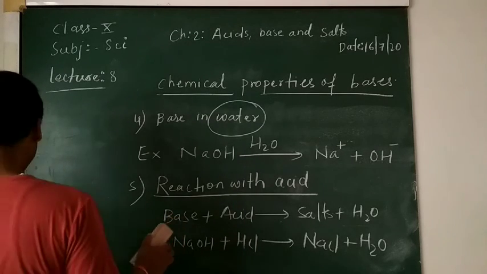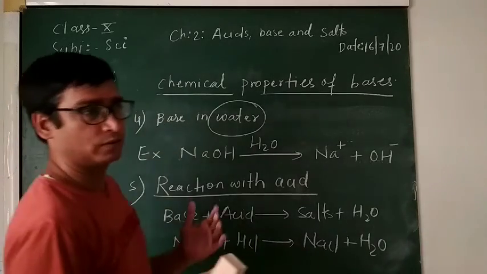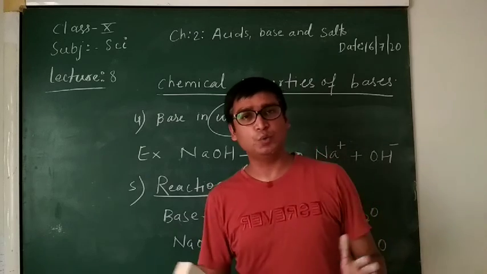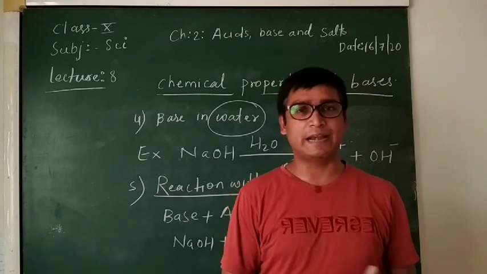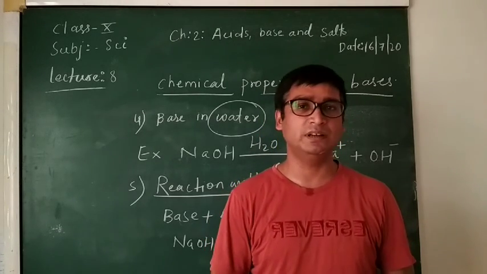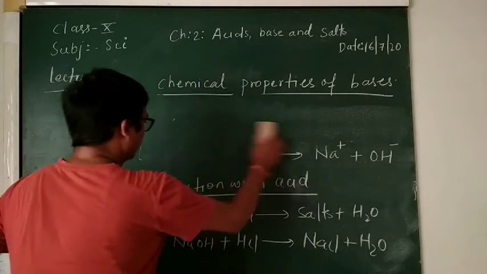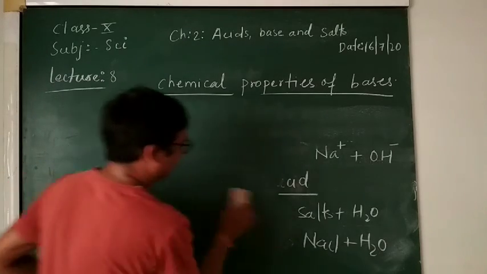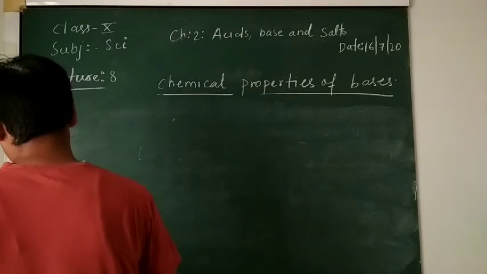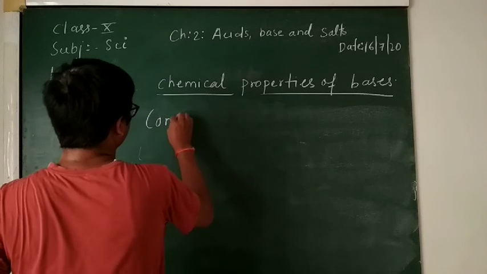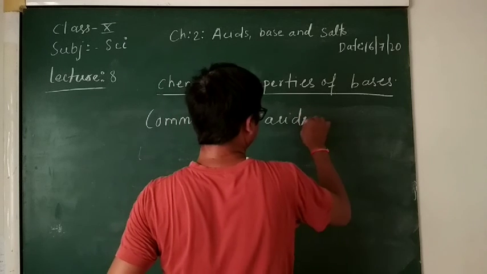Now we will see some basic common characteristics. In your textbook there is one topic, what do acids and bases have in common. So we will talk about what is basically common in both acids as well as bases. So let's see what is common in all acids and bases.